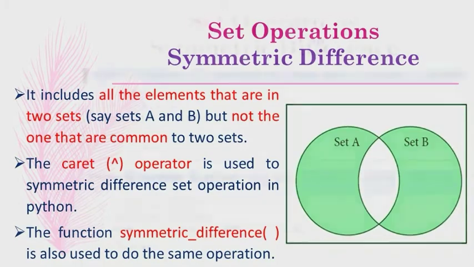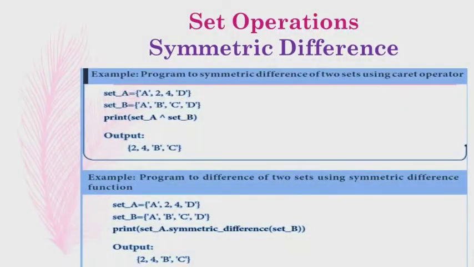So, let us see the example. Program to find the symmetric difference of two sets using the caret operator. First we are using the caret operator. Set A is equal to {A, 2, 4, D}. Set B is equal to {A, B, C, D}. Next print statement. Set A caret operator, this is the caret operator, and set B. Set A caret set B.